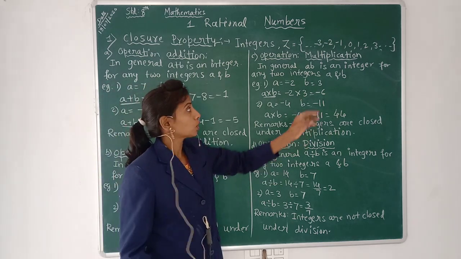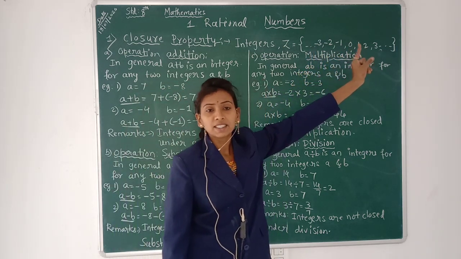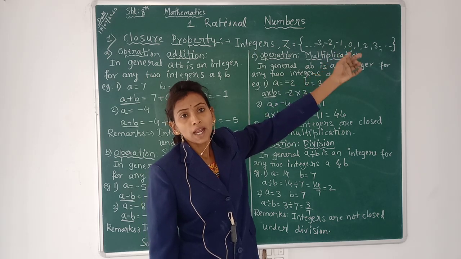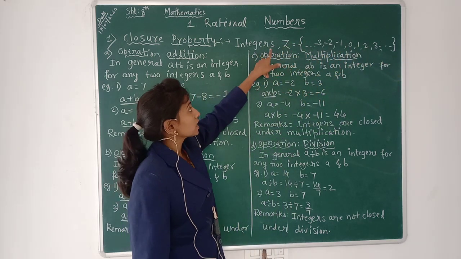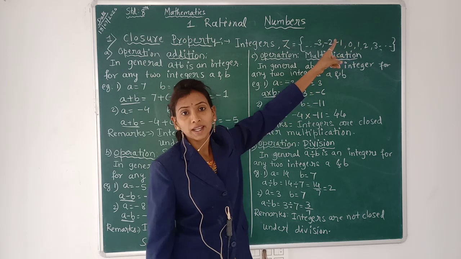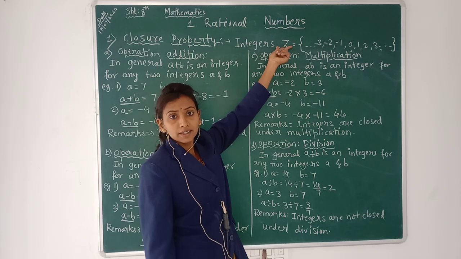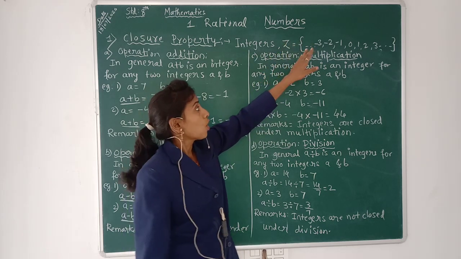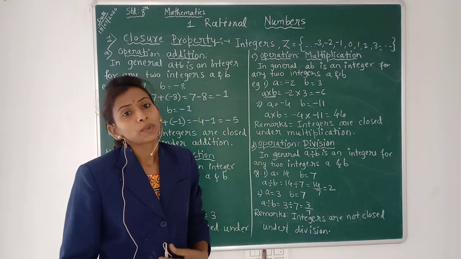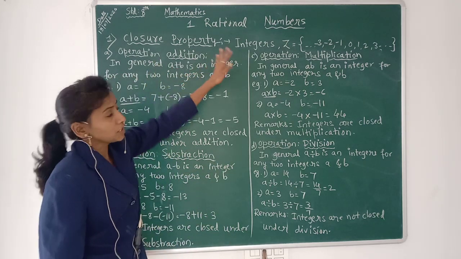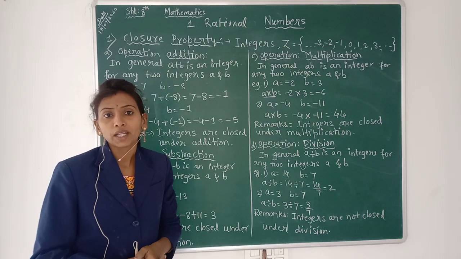Integers include all the whole numbers plus the negatives, that is 0, 1, 2, 3 and so on, and the negatives, minus 1, minus 2, minus 3. Integers are the set of all the whole numbers and the negatives, indicated by the capital letter Z. So we will check for all the operations on integers whether they obey the closure property or not.